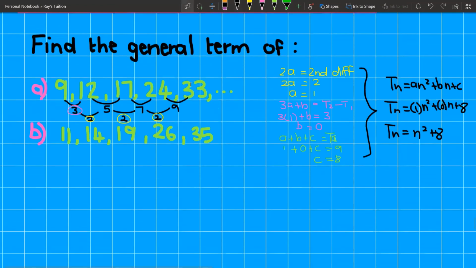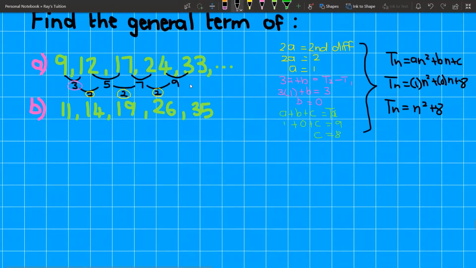Okay, so let us try the second one. Again, we would like to get the first differences. So 14 minus 11 is 3, 19 minus 14 is 5, 26 minus 19 is 7, and finally 35 minus 26 is 9. So the first differences are not common, so we look at the second differences, all of which are 2.